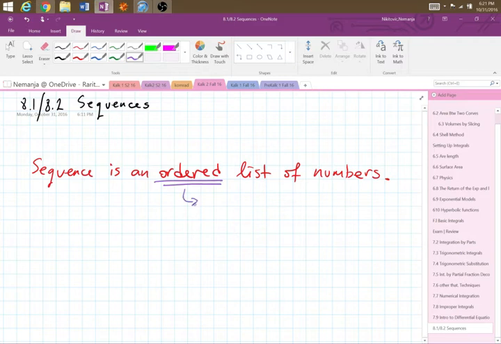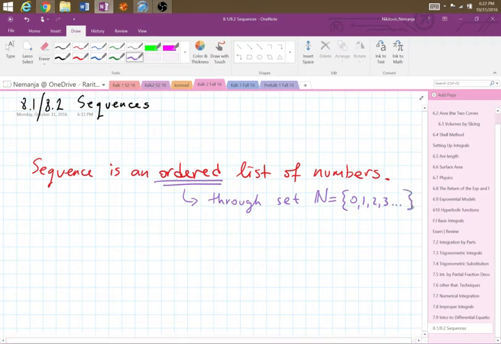The way we order would be through the set N, which is natural numbers, counting numbers. You can start with 0, 1, 2, 3. We usually start with 1, well, 1 or 0. These are counting numbers. Don't use negatives. We could, we don't. In some cases, you might have to.